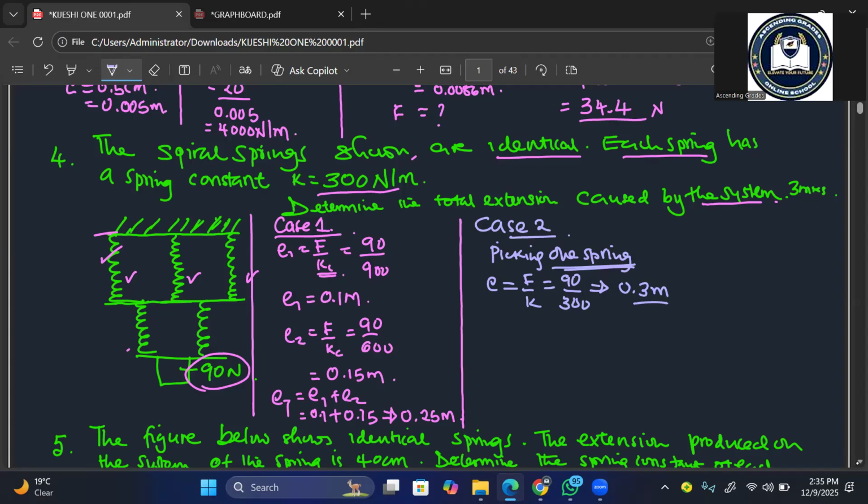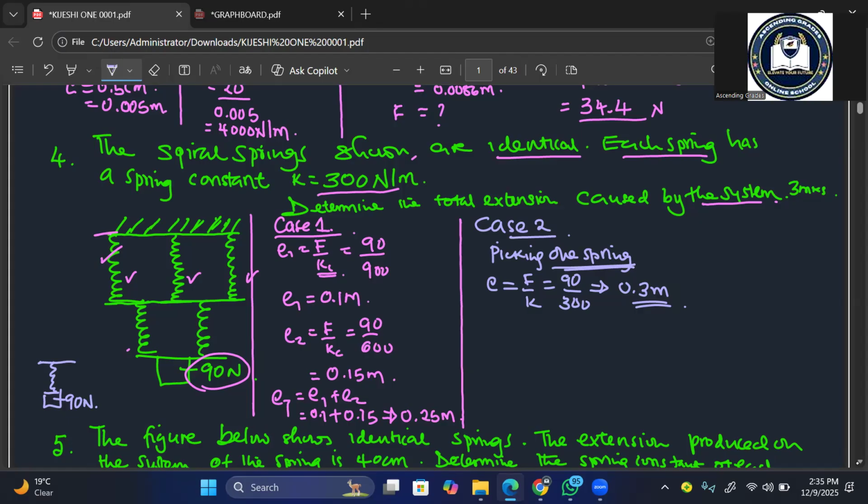0.3 meters. So taking or singling out to have one spring, same now this is the 90. Now this one spring is going to extend by 0.3 meters. Then now we come to the relationship of extension in series and in parallel.